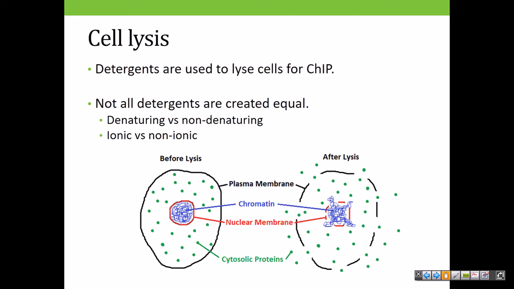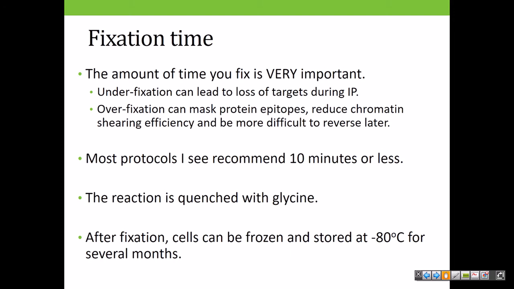What concentration of glycine do you use? I think it's in the 100 millimolar range. I think it's like 1.25x. I believe it's 25 millimolar. 25 millimolar? Okay. 125. 125. Okay, thank you. I was close. I said around 100. Yes. So this should be specified in most protocols, but yes, 125 millimolar.